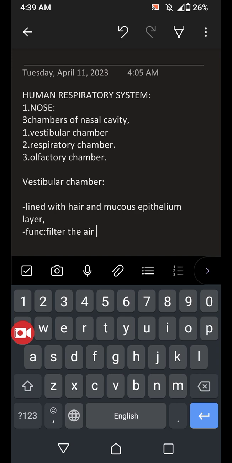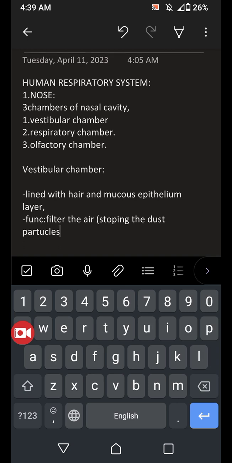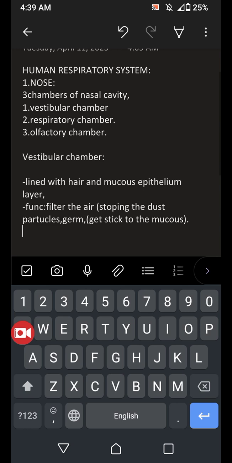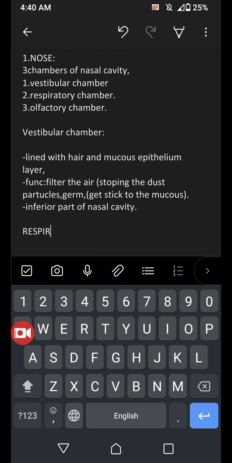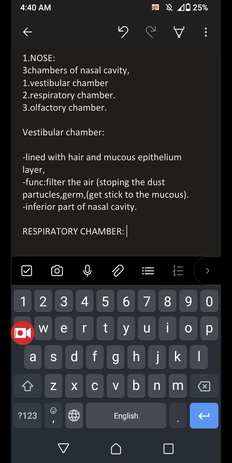So it means that you have to get the idea that it is for coverage or for mucus secretion. Okay. So the function of the vestibular chamber is to filter out the air by stopping the dust particles and germs. Basically, these dust particles and germs will stick to the mucus that is present inside our nose. Okay. And it is the inferior part of the nasal cavity.